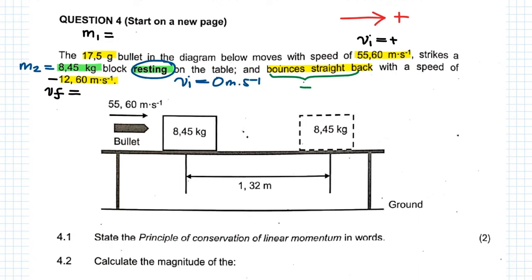Now, fortunately, we've been provided with the diagram, and we can see the bullet is approaching the block, the 8.45 kilogram block. We see from this diagram that the block is then going to move a distance of 1.32 meters forward or to the right, as indicated over here. Now we can go on to the questions.